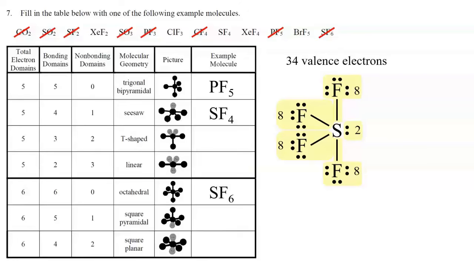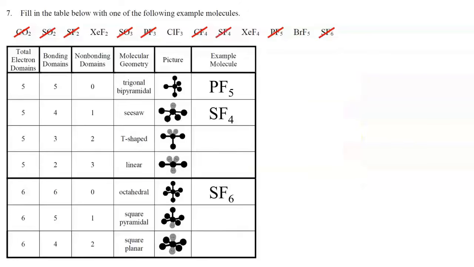The next number of valence electrons I'd like to consider is the number 28. Again, how many times can 8 go into 28? Well, 8 times 3 is 24, but there's going to be 4 extra electrons left over, which we will place in the form of lone pairs on the central atom.